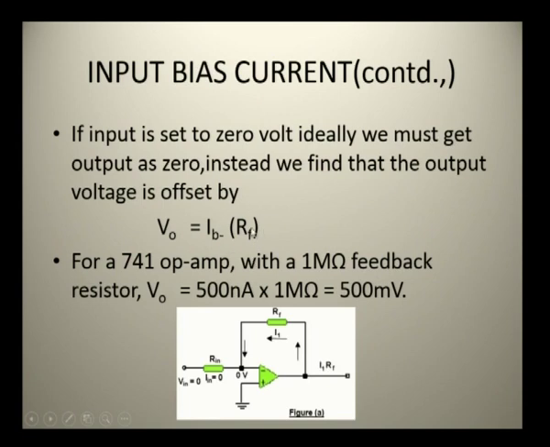So if the resistance value is very high, and the IB minus for the operational amplifier with BJT is in nano amps, and RF we select as mega ohms, then the output voltage is 500 millivolts. So if we calculate based on this formula, the output voltage is 500 millivolts. This 500 millivolts will cause erroneous results if we deal with voltages in the millivolts range. So we have to nullify this output.